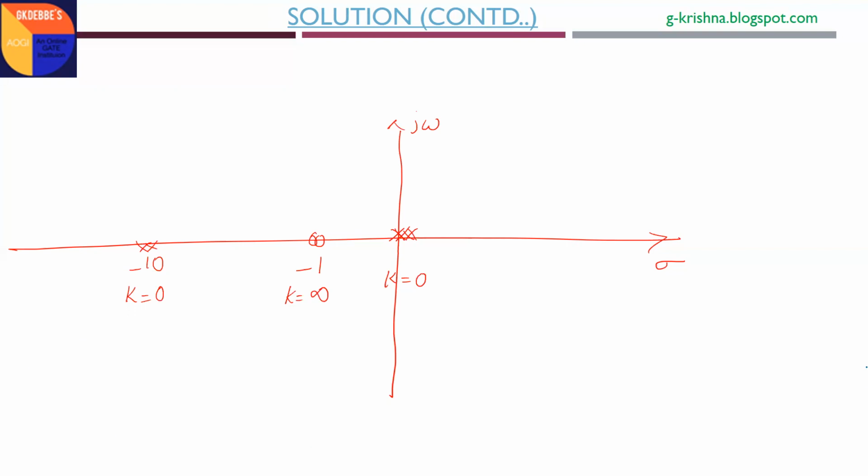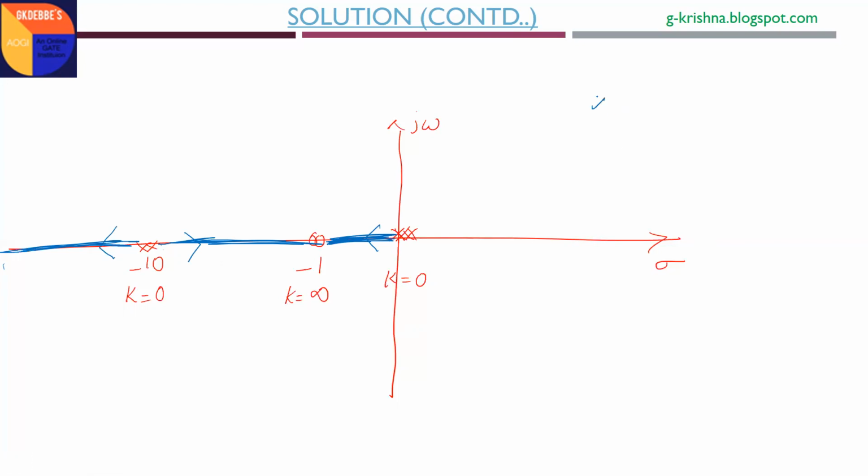If you select any point on the real axis, the number of open loop poles and zeros on its right hand side should be an odd number. Hence, the root locus lies on the real axis from 0 to minus 1, minus 1 to minus infinity, and minus 10 to minus infinity. What is the angle of departure of these 5 poles? One of these poles will depart with 180 degrees, one of these poles will depart with 0, and another pole departs with 180.